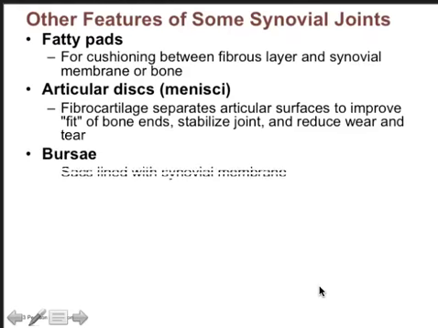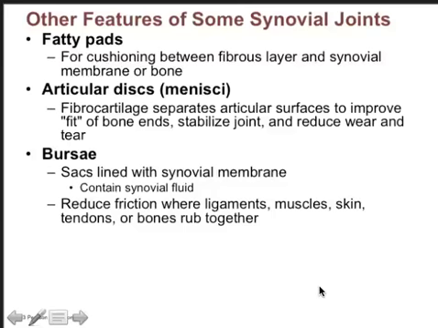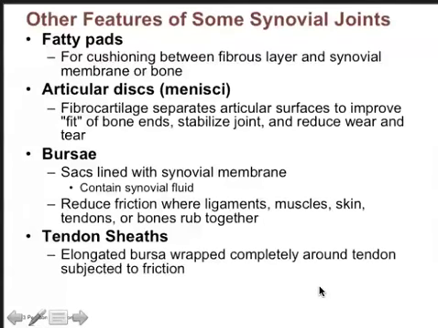Bursa are sacs that are filled with synovial membrane. They contain synovial fluid, and they serve to reduce friction where ligaments, muscles, skin, tendons, and bones are likely to rub together. Tendon sheaths surround tendons, and what they allow is for the tendon to slide over structures nearby without producing an adverse amount of irritation, inflammation, and scarring.